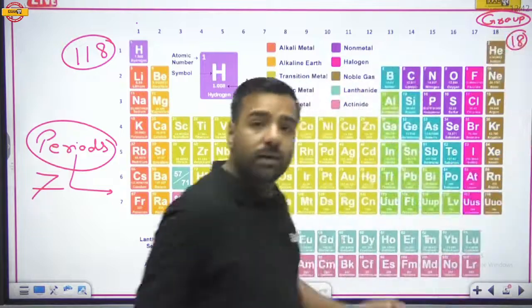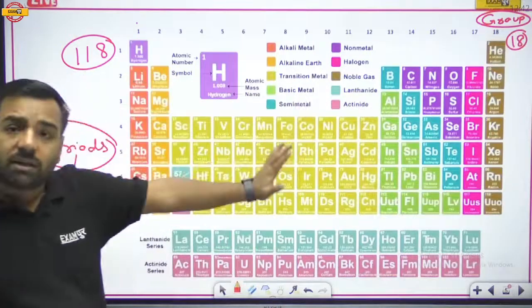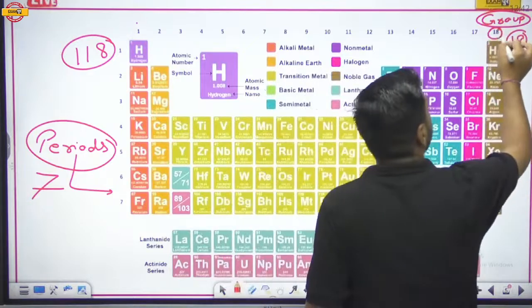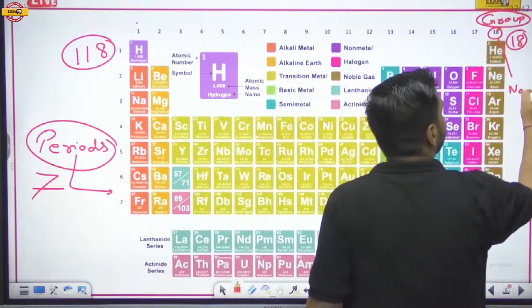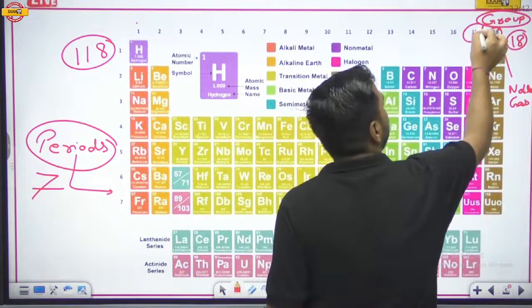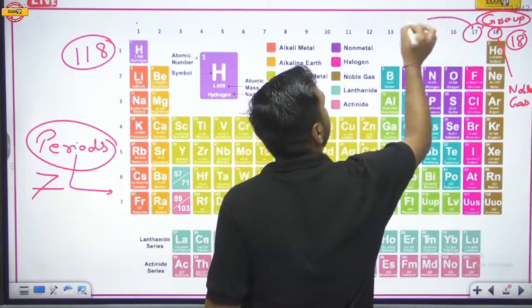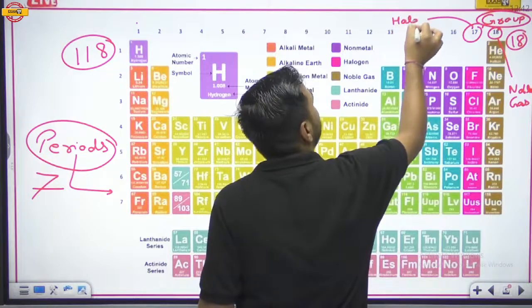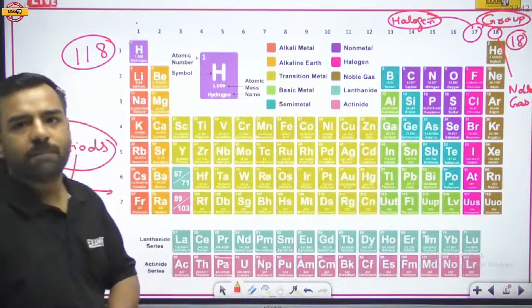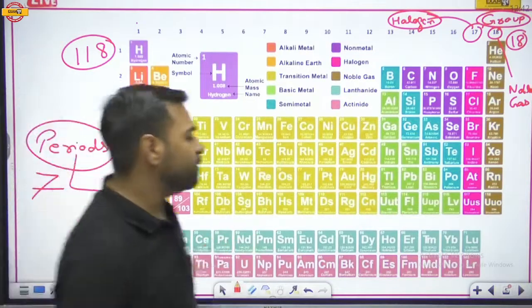Okay. Now one more thing. If I talk about this periodic table, which one is actually the noble gases? Here group 18 is your noble gases, or we can say inert gases. If I talk about group 17, very important question, please remember, they are known as halogens. Simple. Okay. Let's move forward now.